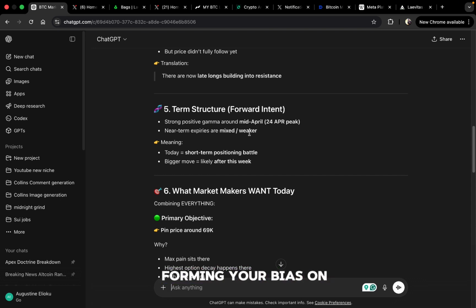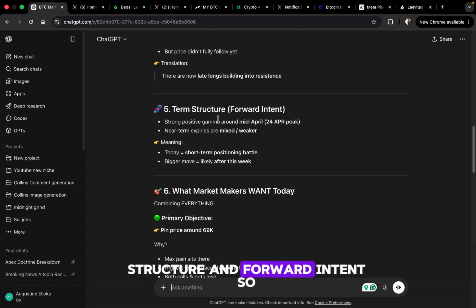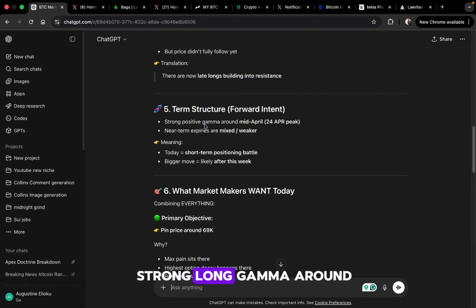Now there's the term structure and forward intent. Strong long gamma around mid-April, 24th April peak. Positive gamma, so price is going to be pinned a lot around that period. That's what it's saying from data. Now it can change. Every day you need to check this, because people enter the market and position. And I'm going to show you when gamma is strong and when gamma is not strong.